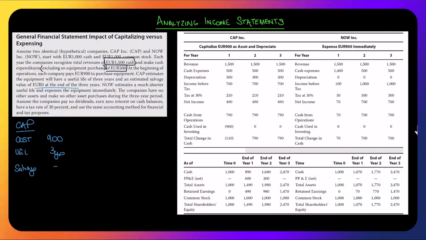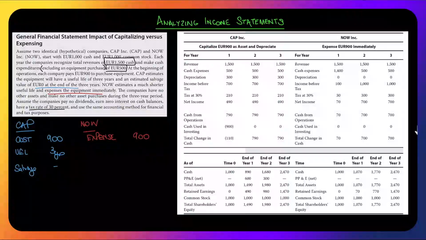Now estimates a much shorter useful life and expenses the equipment immediately. So Now just says, look, this quite simply is another cash expense of 900. There is no asset. The companies have no other assets, make no other asset purchases during the 3-year period. The companies pay no dividends, earn 0 interest on cash balances, and have a tax rate of 30%, and use the same accounting method for financial and tax purposes.